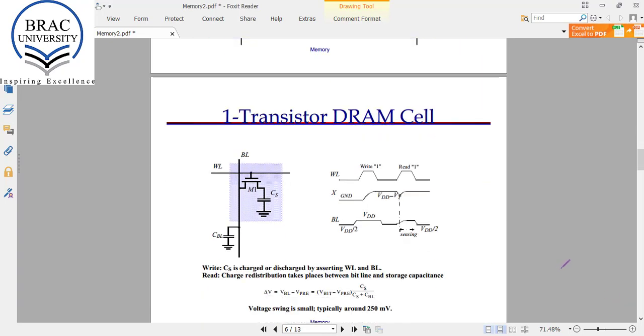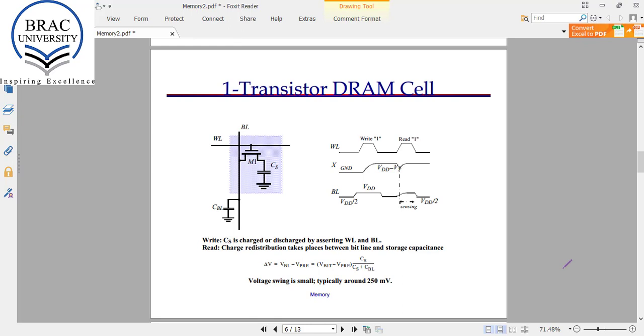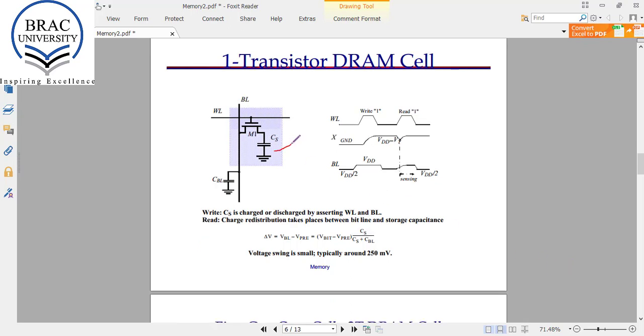Now we have the 1 transistor dynamic RAM cell. In this case, we have this capacitor CS. This is the main storage component. If we want to store a value 1, this capacitor will be charged to VDD or value 1. And if we want to store a value 0, this capacitor will not be charged, or it will be discharged to 0 voltage. Now let's see how this happens.